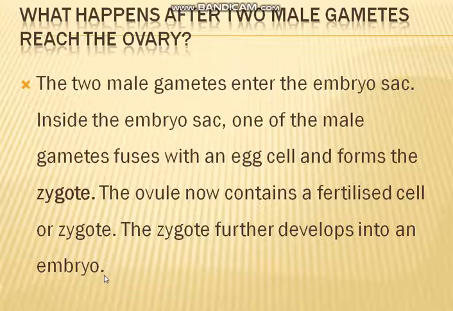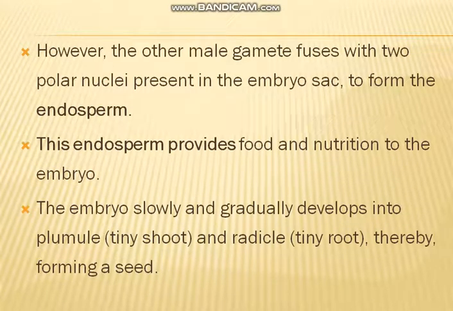When two male gametes enter the embryo sac, one of the male gametes fuses with the female egg cell to form zygote, and the zygote develops into an embryo. However, the other male gamete fuses with the polar nuclei present inside the embryo sac to form endosperm. This endosperm provides food and nutrients to the embryo.